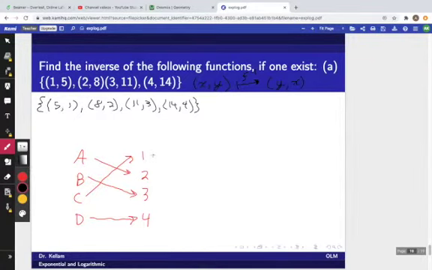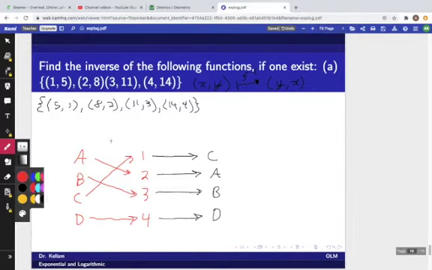The inverse function is going to take 1 to C, 2 to A, 3 to B, and 4 to D. So this is my original function, and this is the inverse function. All right, so those are two ways of kind of looking at it.